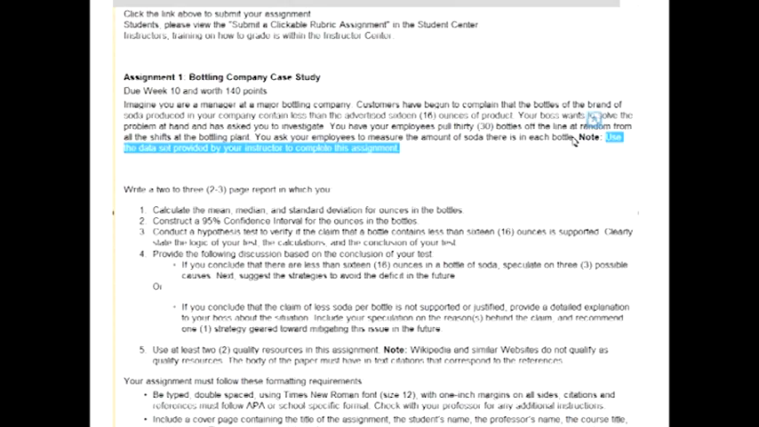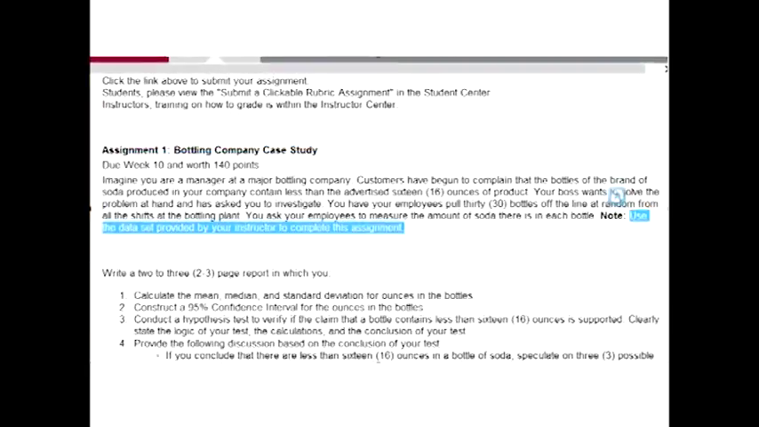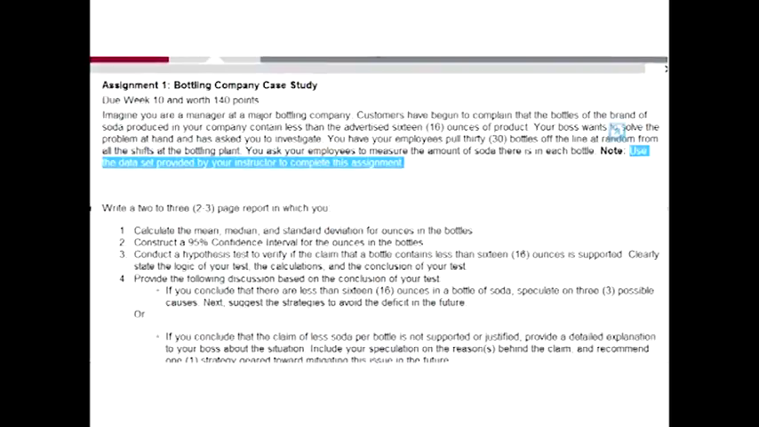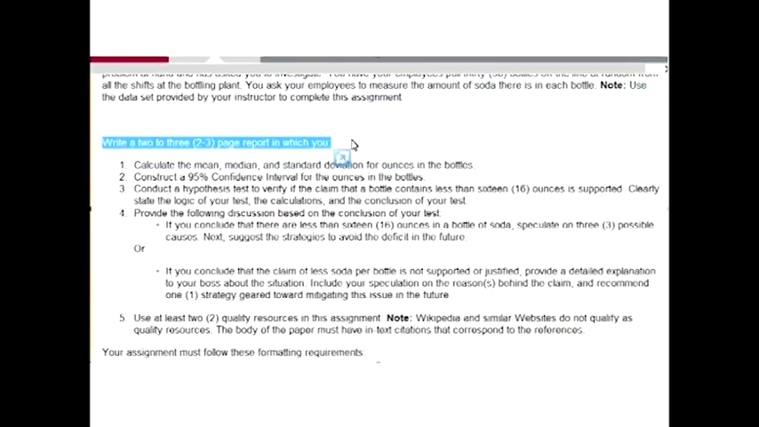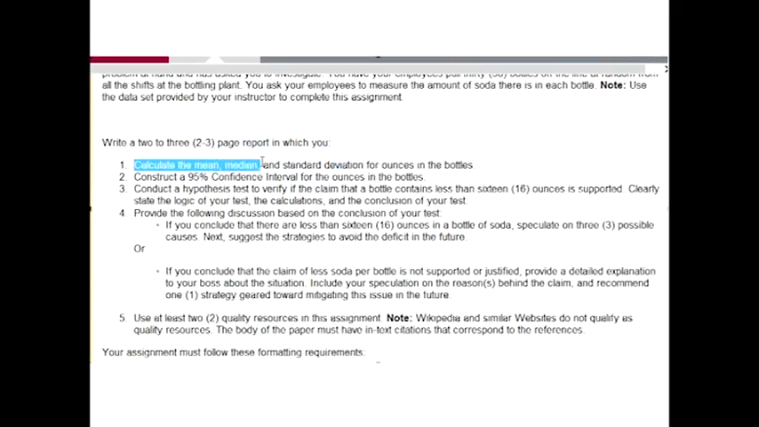Note, use the data provided by your instructor to complete this assignment. So hopefully your professor has given you that information. If not, ask for it. So you're going to write just a 2 to 3 page paper. Okay, it's not a big paper.